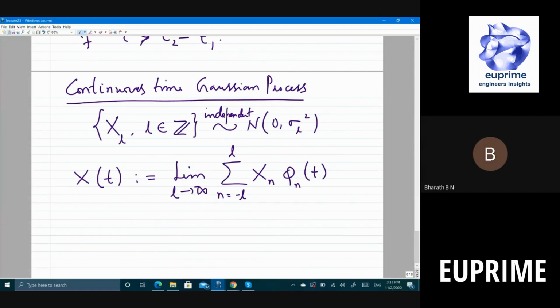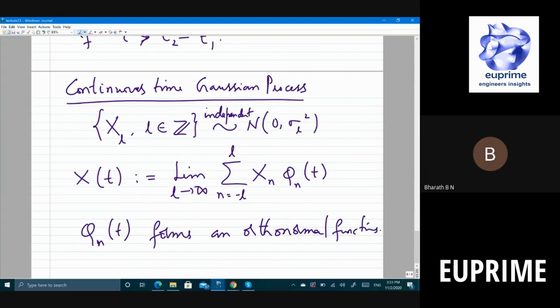So what are these phi_n's? The way I'm going to construct these phi_n's is as follows. I will assume that they form an orthogonal or orthonormal set of functions.